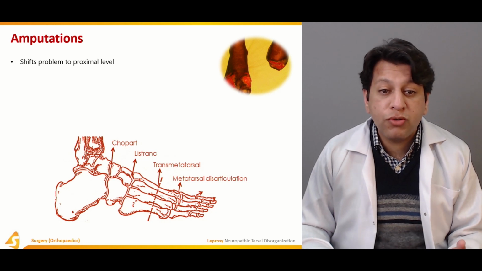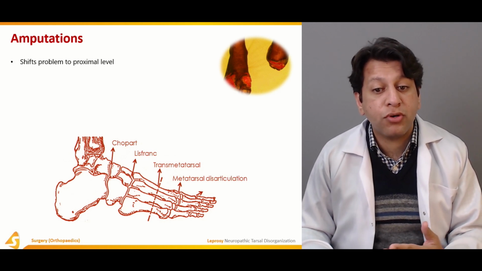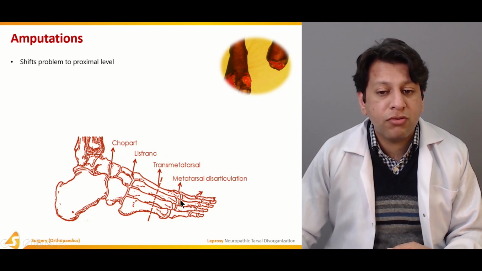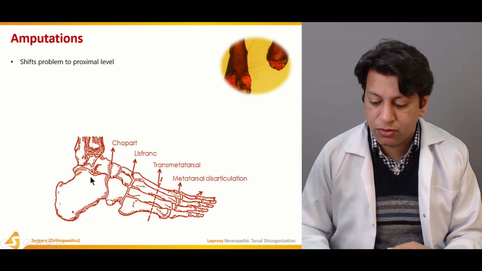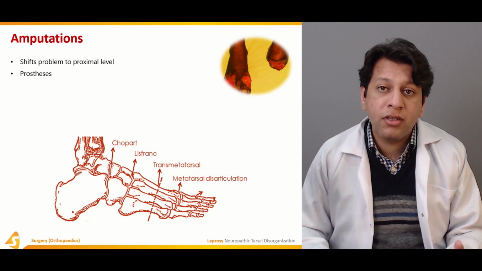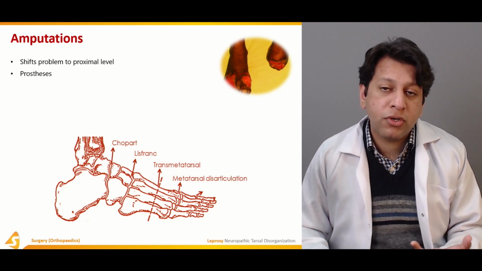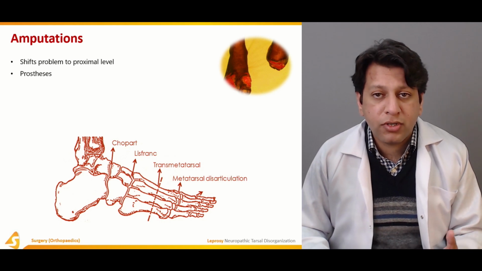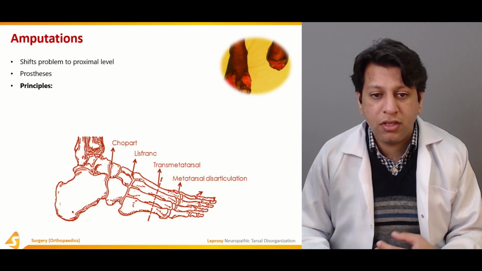So as I told you, it actually shifts the problem to a more proximal level. If the problem is at this level in the forefoot, we can do the amputation, and the load is shifted to the midfoot and the hindfoot. Sometimes a prosthesis is available. For example, for a below-knee amputation, done for certain problems, we can have a prosthetic leg, which is a reasonably good option.